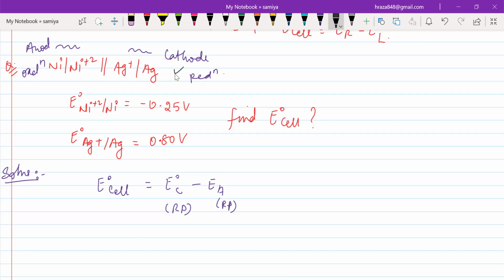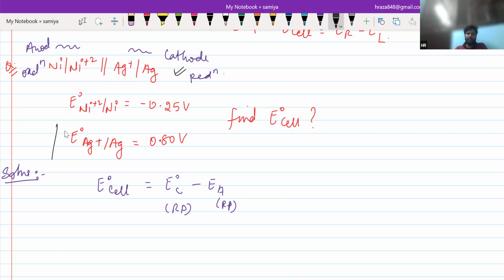This is cathode. On cathode, you can see Ag plus is given. Now check whether it is a reduction potential or oxidation potential. You can see Ag plus is going into 0, so it is reduction potential, and we need reduction potential on cathode. So I'm going to put the value 0.80 minus.